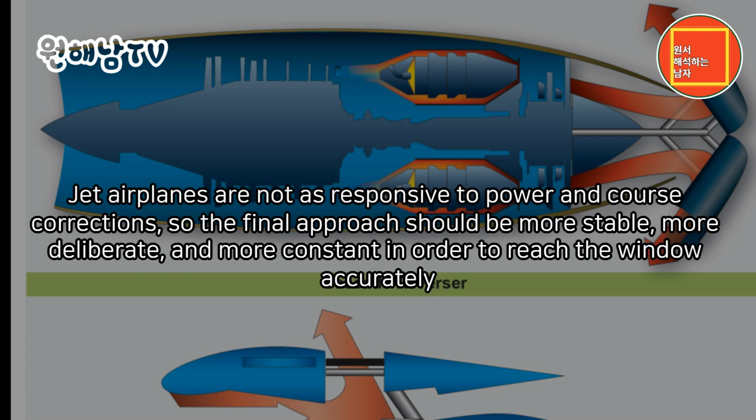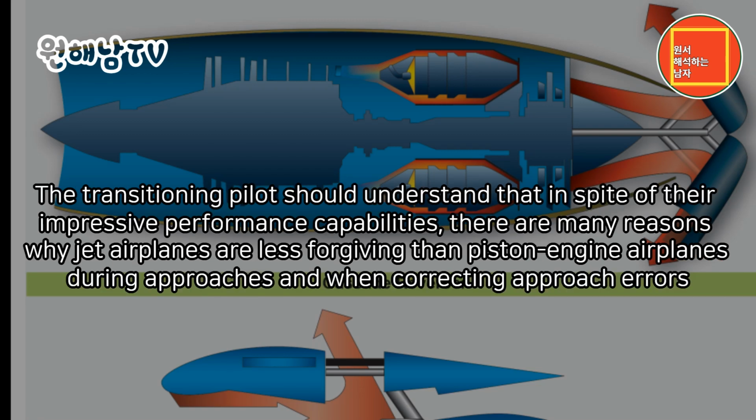Jet airplanes are not as responsive to power and course corrections, so the final approach should be more stable, more deliberate, and more constant in order to reach the window accurately. The transitioning pilot should understand that in spite of their impressive performance capabilities, there are many reasons why jet airplanes are less forgiving than piston engine airplanes during approaches and when correcting approach errors.